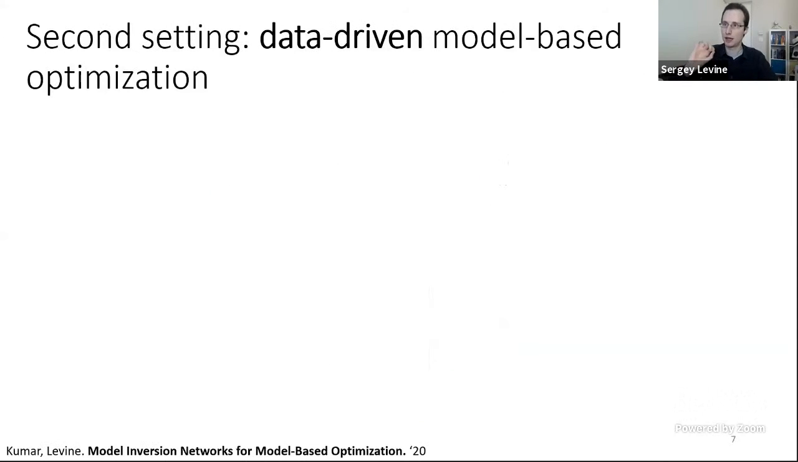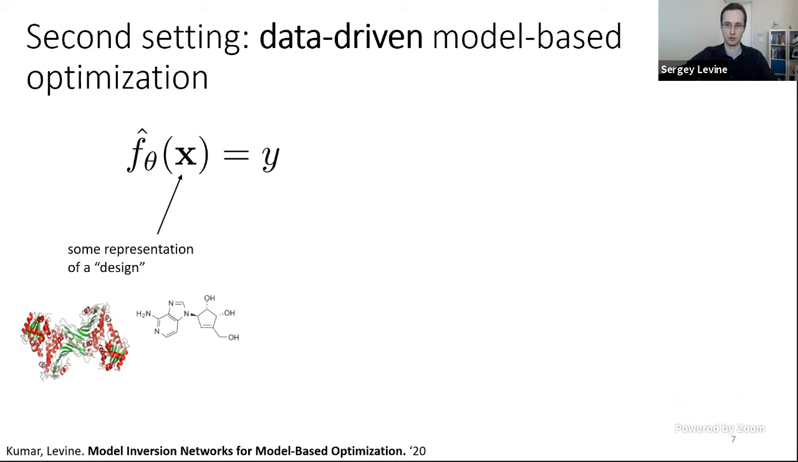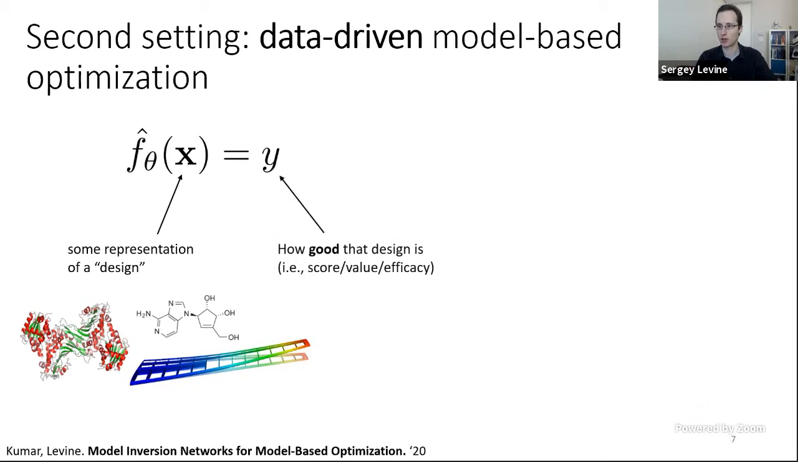Okay. The second setting is data-driven model-based optimization, and I'm going to claim that this is very, very closely related. So this is a setting where there's some true underlying function that maps inputs X to outputs Y, and X is some representation of a design, something that you'd like to obtain. Maybe it is a protein sequence, or a molecule for a drug, or the parameters of an aircraft wing, something that you're trying to select to attain some score. So Y represents how good that is. How fast does the airplane fly? How well does the drug treat the patient?